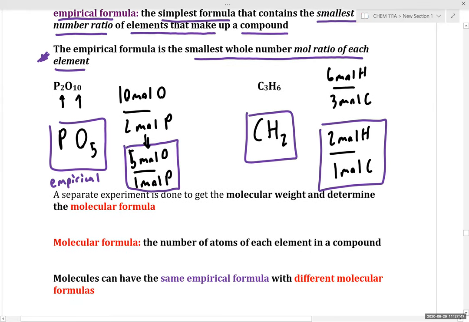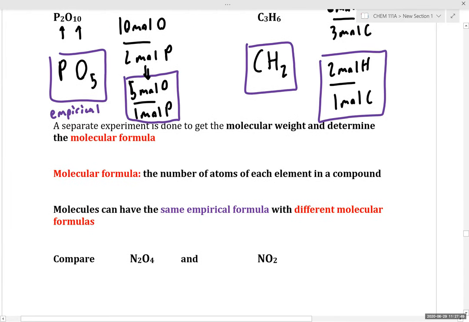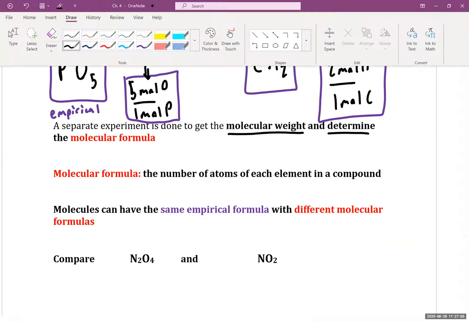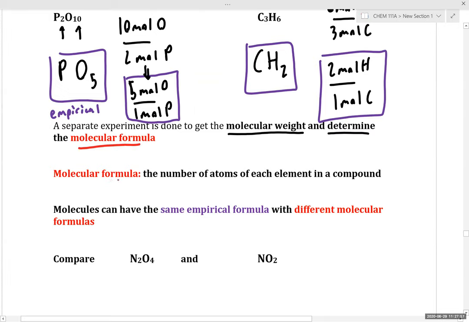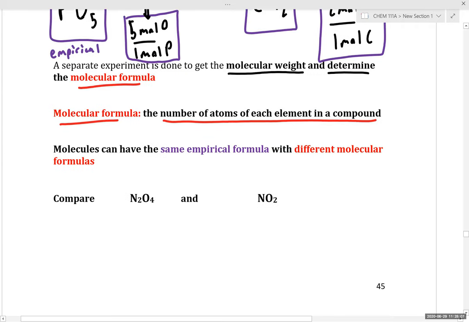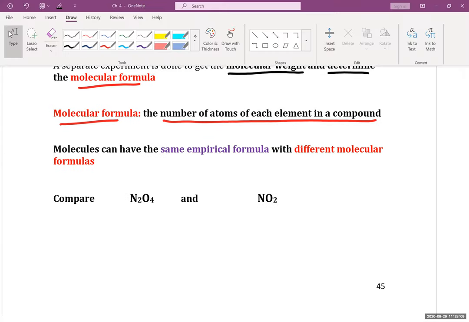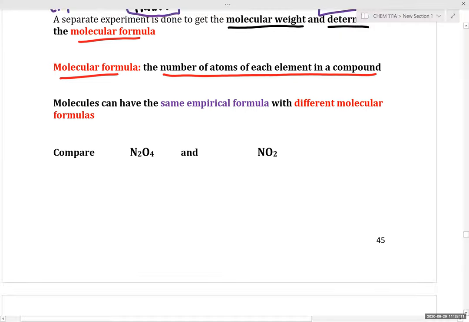Now, a separate experiment is done to get the molecular weight and to determine the molecular formula. Now, the molecular formula is the exact number of atoms of each element in a compound. It tells you exactly how many. Now, molecules can have different molecular formulas while having identical empirical formulas.